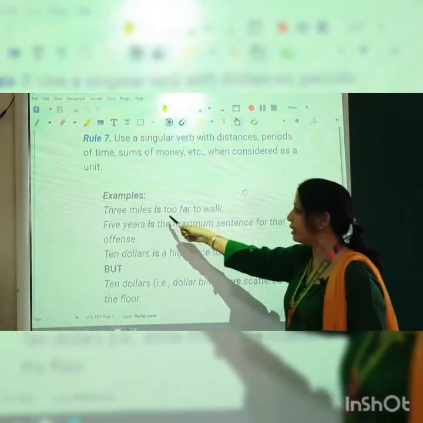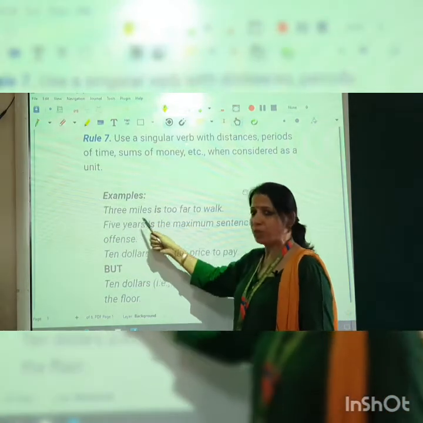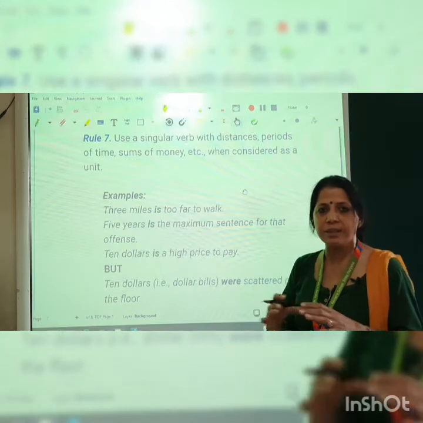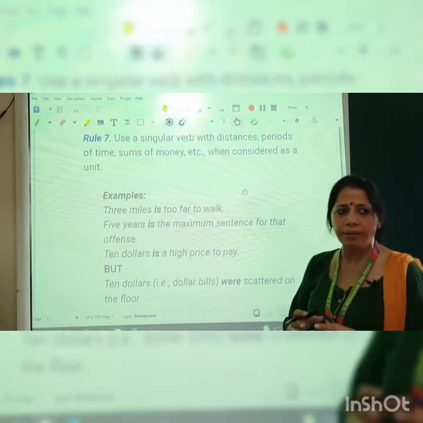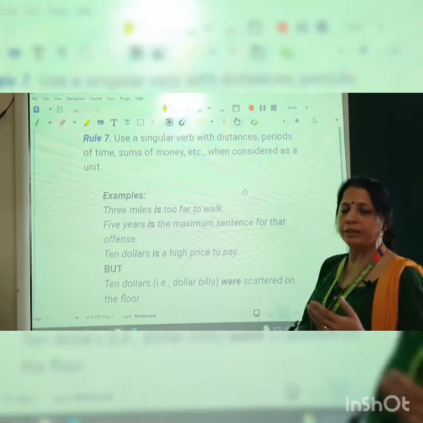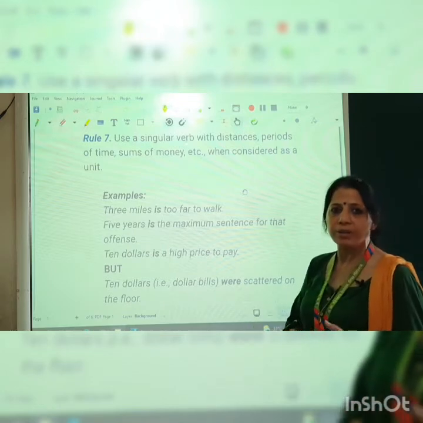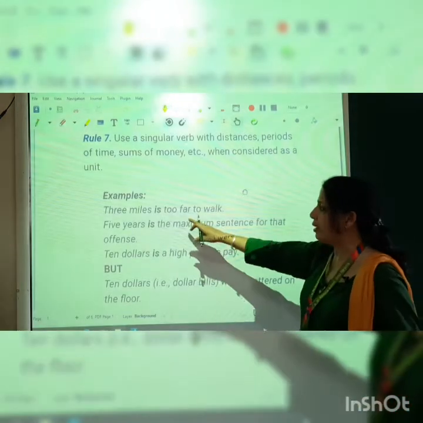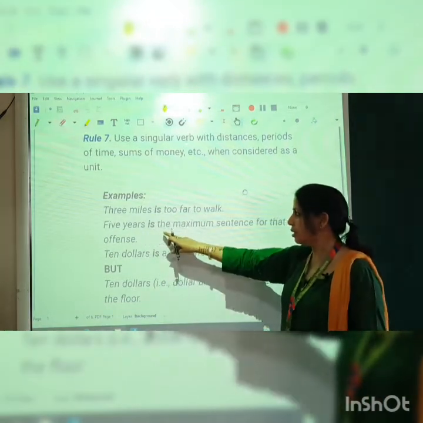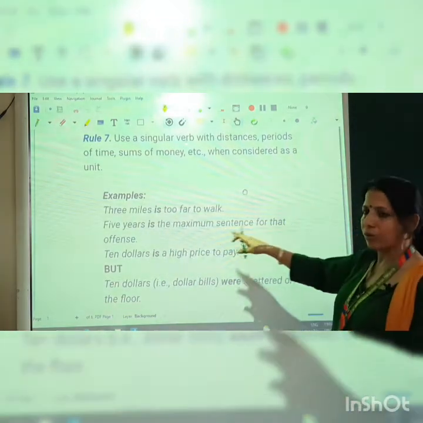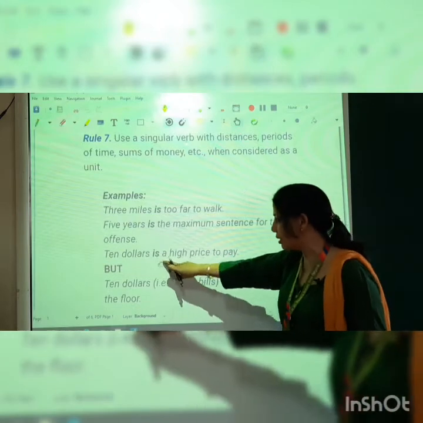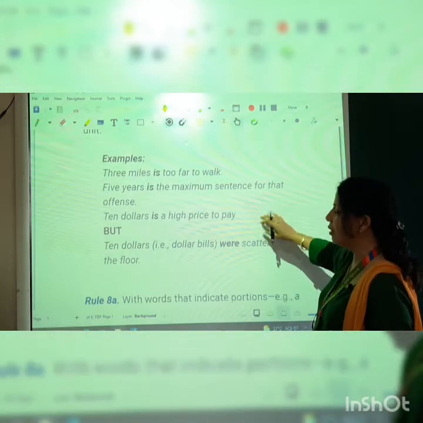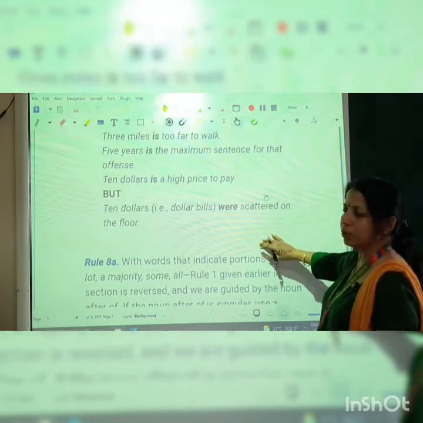We will not say, though it is 3 miles, it seems to be a plural word, but still it is a distance, just a distance, an amount. So whenever it's an amount, either in distance or in kgs or in length or money also, it will be is only. 5 years is the maximum sentence for that offense. $10 is a high price to pay. Okay, so here you have to use is only, singular subject only.